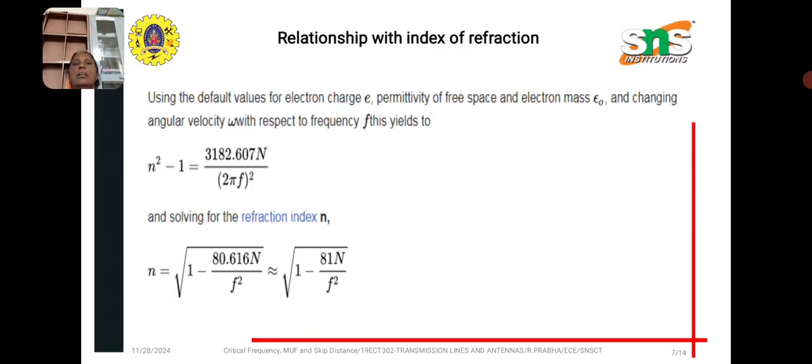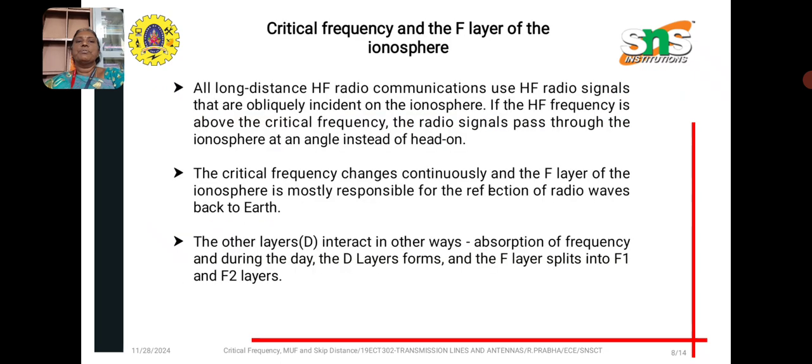And using these default values for electron charge E, permittivity of free space epsilon naught, and electron mass, and changing angular velocity omega with respect to frequency f, this gives n squared minus 1 is equal to 3182.607 N by 2 pi f the whole square. And solving for the refractive index, n is equal to root of 1 minus 81 N divided by f square.